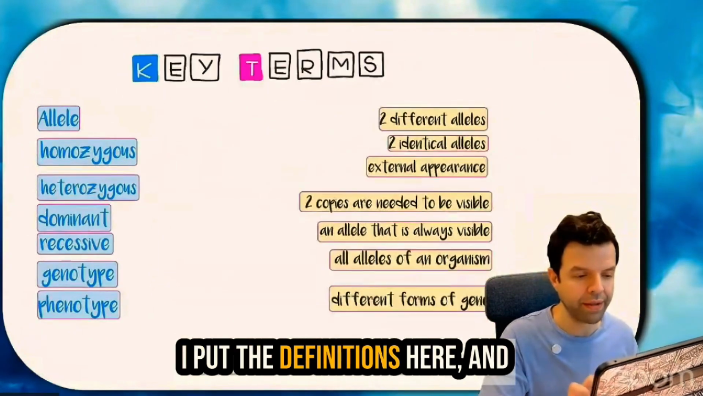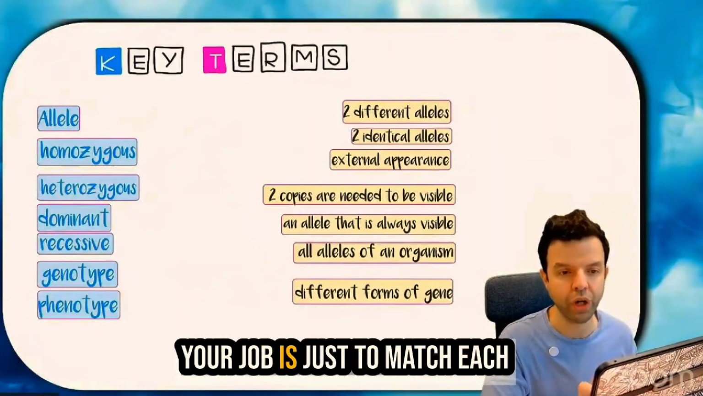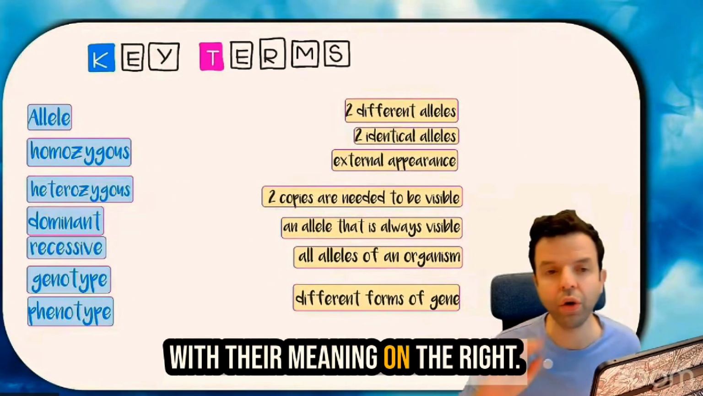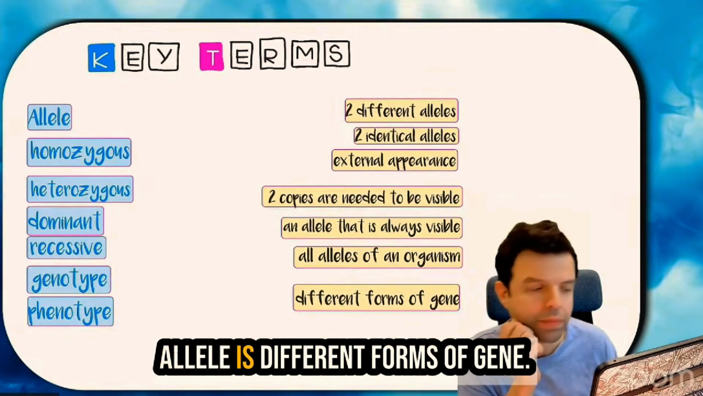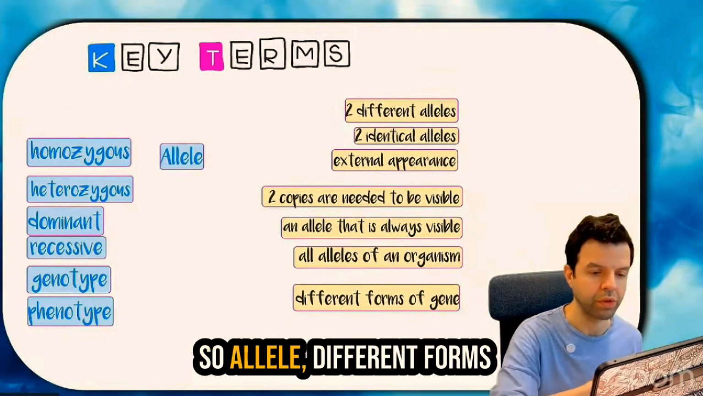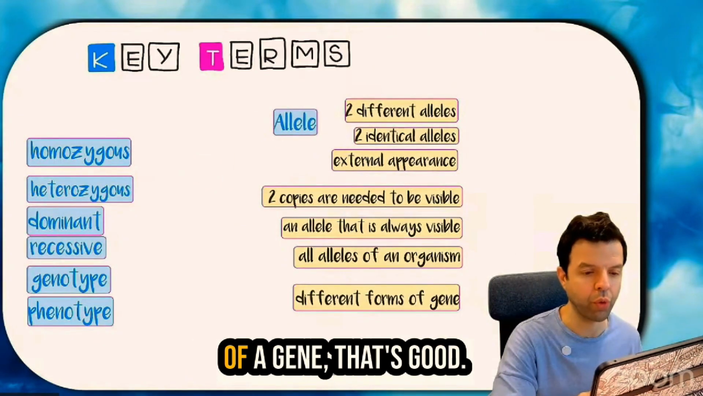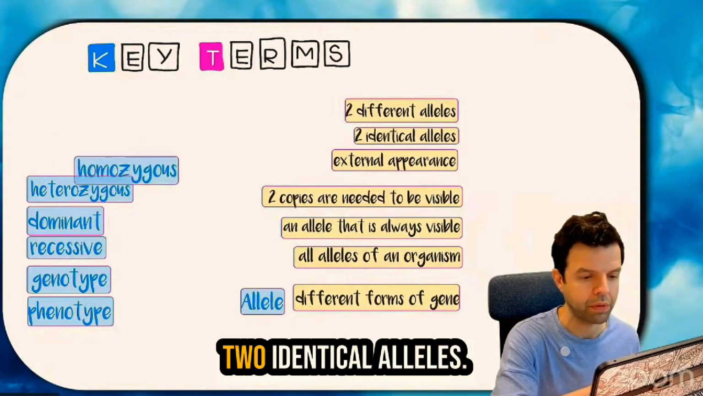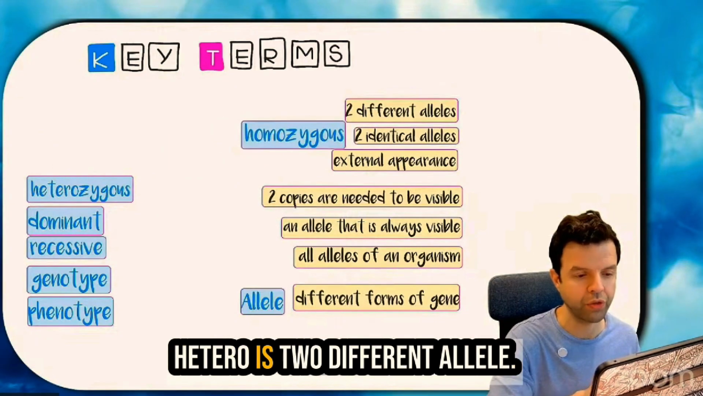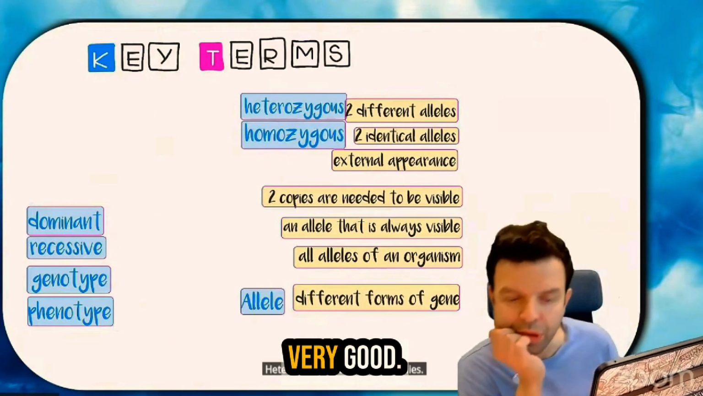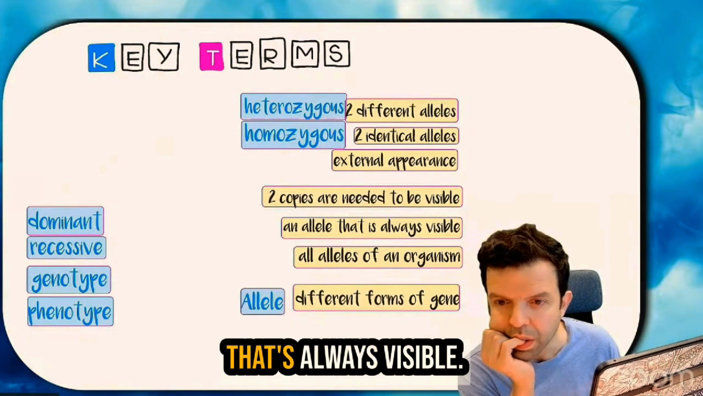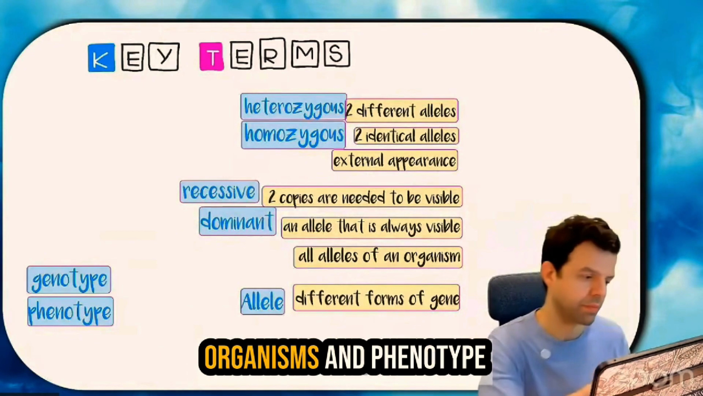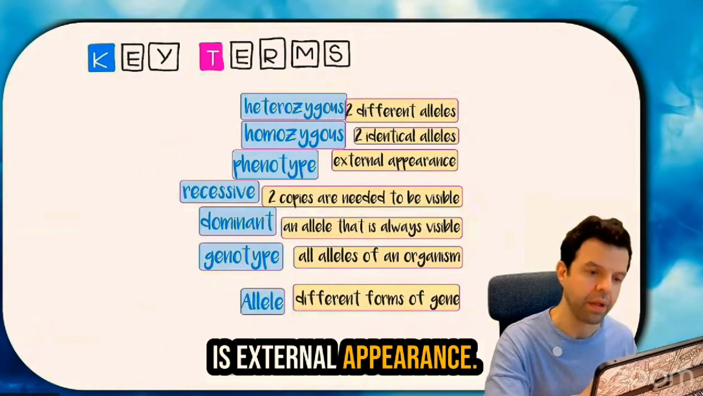I put the definitions here, and your job is just to match each one of those terms on the left with their meaning on the right. Can you try, Jenna? Allele is different forms of a gene. So allele, different forms of a gene. That's good. Homozygous is two identical alleles. Heterozygous is two different alleles. That's amazing. Very good. Dominant is an allele that's always visible. Genotype is all alleles of an organism, and phenotype is physical appearance.